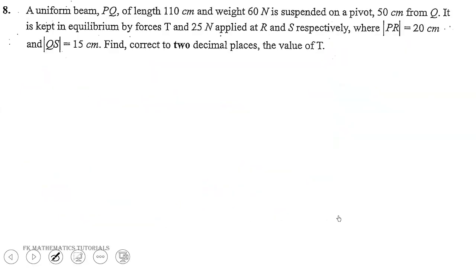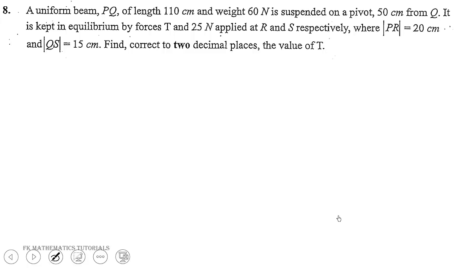Here we have question number 8 on moment. A uniform beam PQ of length 110 centimeters, which is the same as 1.1 meters, and weight 60 Newton, is suspended on a pivot 50 centimeters from Q. It is kept in equilibrium by forces T and 25 Newton applied at R and S respectively, where PR is 20 centimeters and QS is 15 centimeters. Find correct to 2 decimal places the value of T.